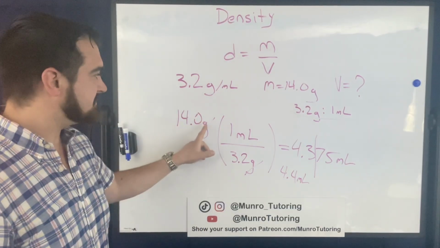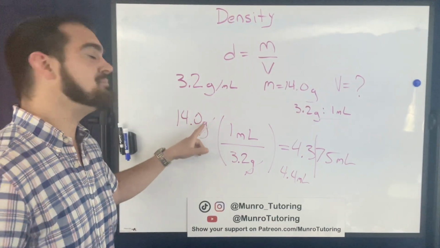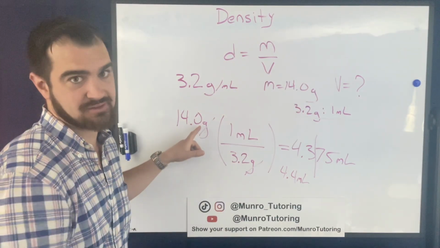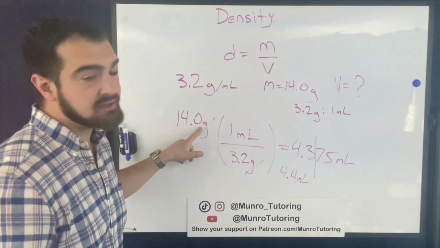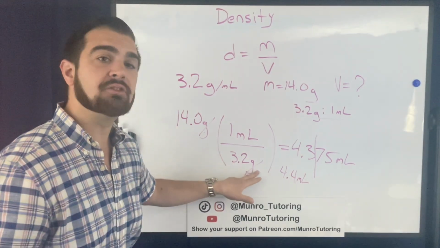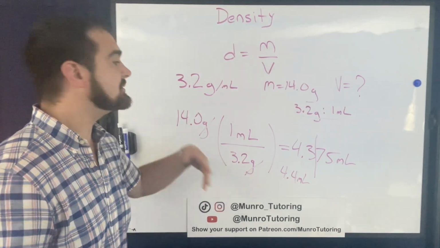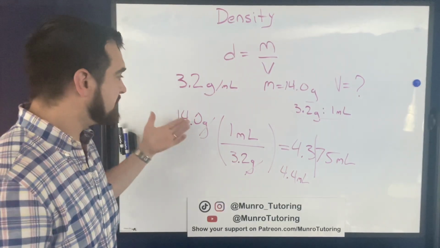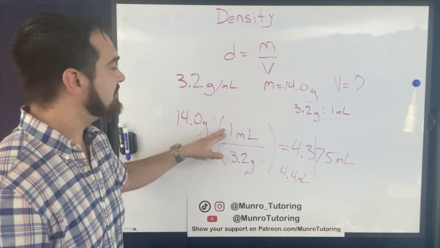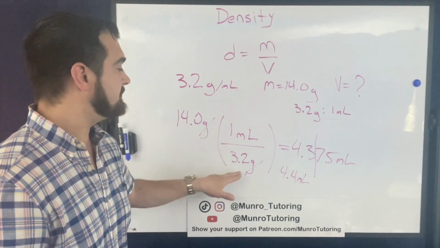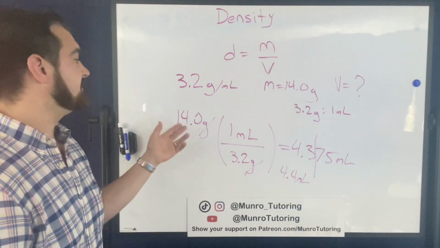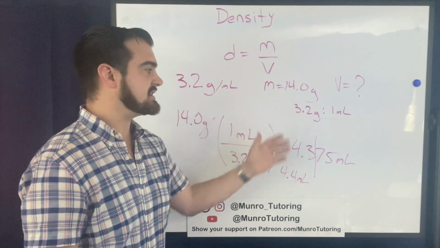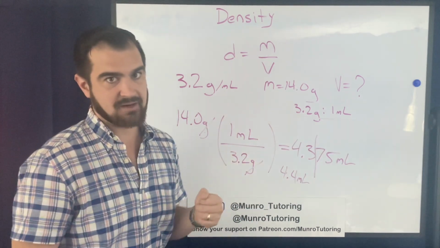So what if this was milliliters? What if I had 14 milliliters and I wanted the grams? Well, I would just flip this upside down, because if milliliters are here, then they also have to go on the bottom to cancel out. And so in that case, if this was 14 milliliters, on the top would have been 3.2 grams, on the bottom would have been 1 milliliter, and then we would have just multiplied the 14 and the 3.2 across the top and gotten a different number, okay?